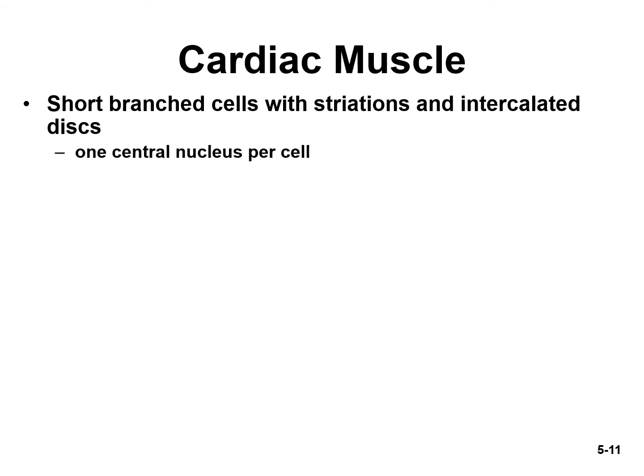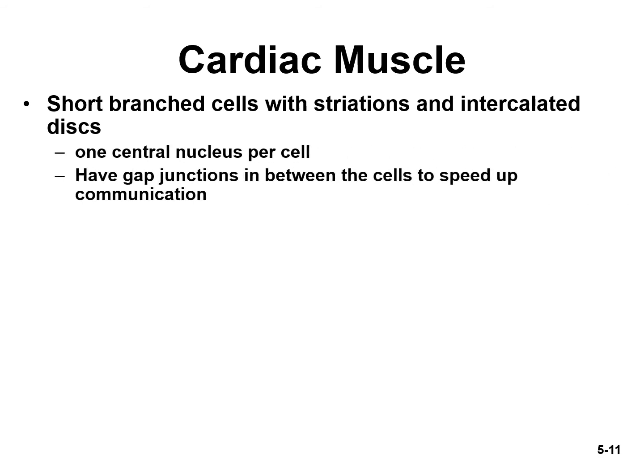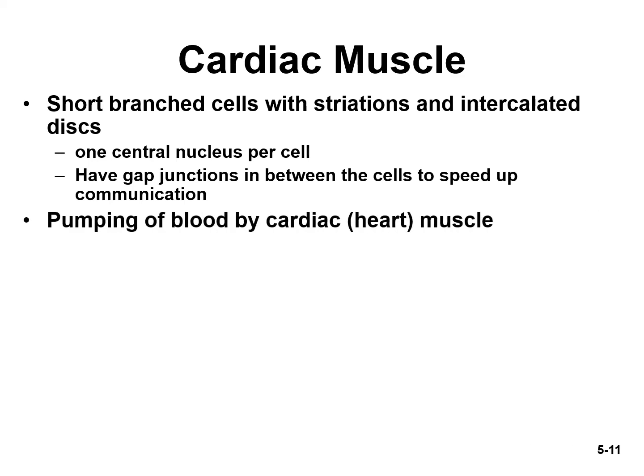There's one central nucleus per cell, and with cardiac muscle, you'll have what are known as gap junctions in between the cells, and that's a special type of protein apparatus that helps cells communicate with one another efficiently. And since this is really important in the cardiac tissue, cells have to communicate with one another, especially pacemaker cells. We have these gap junctions.